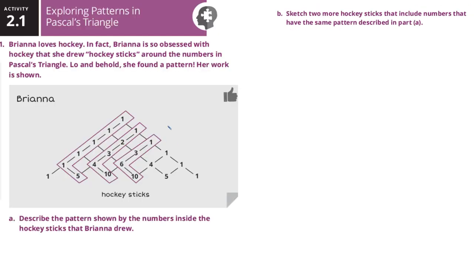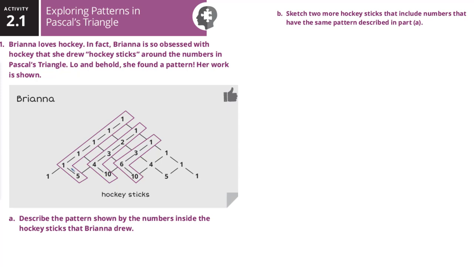So Brianna loves hockey, and she's so obsessed with hockey that she decided to draw hockey sticks around the numbers on the Pascal's triangle. Lo and behold, she found a pattern. What is her pattern? So in the purple boxes are her patterns. What did she observe?